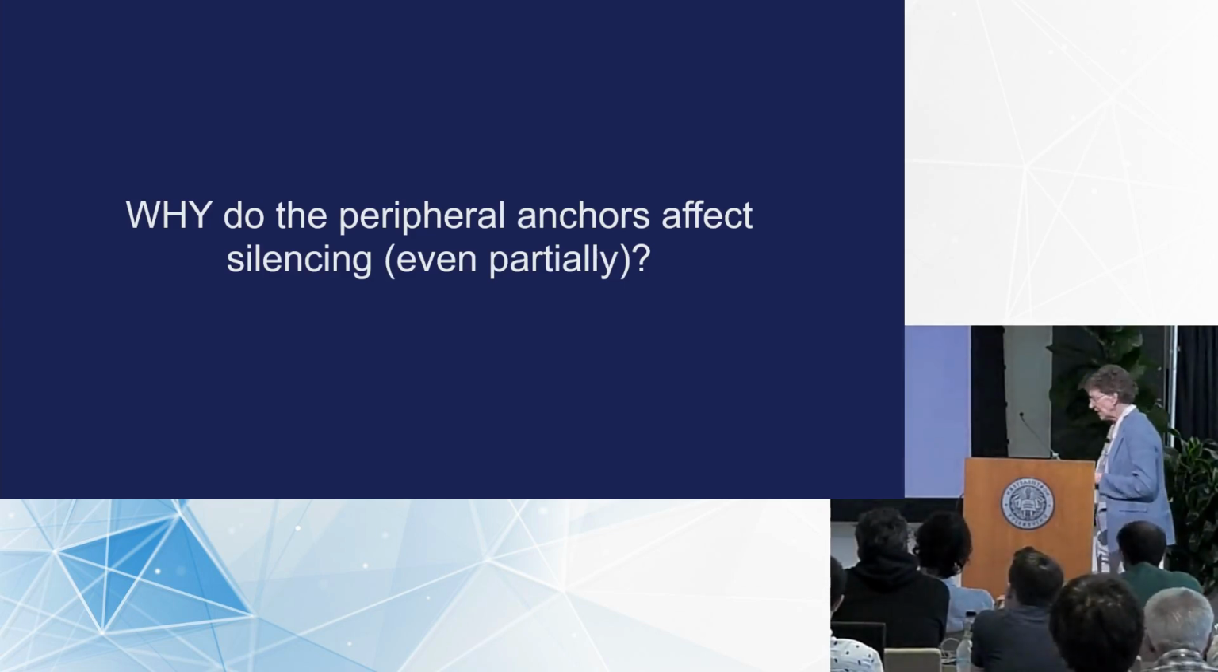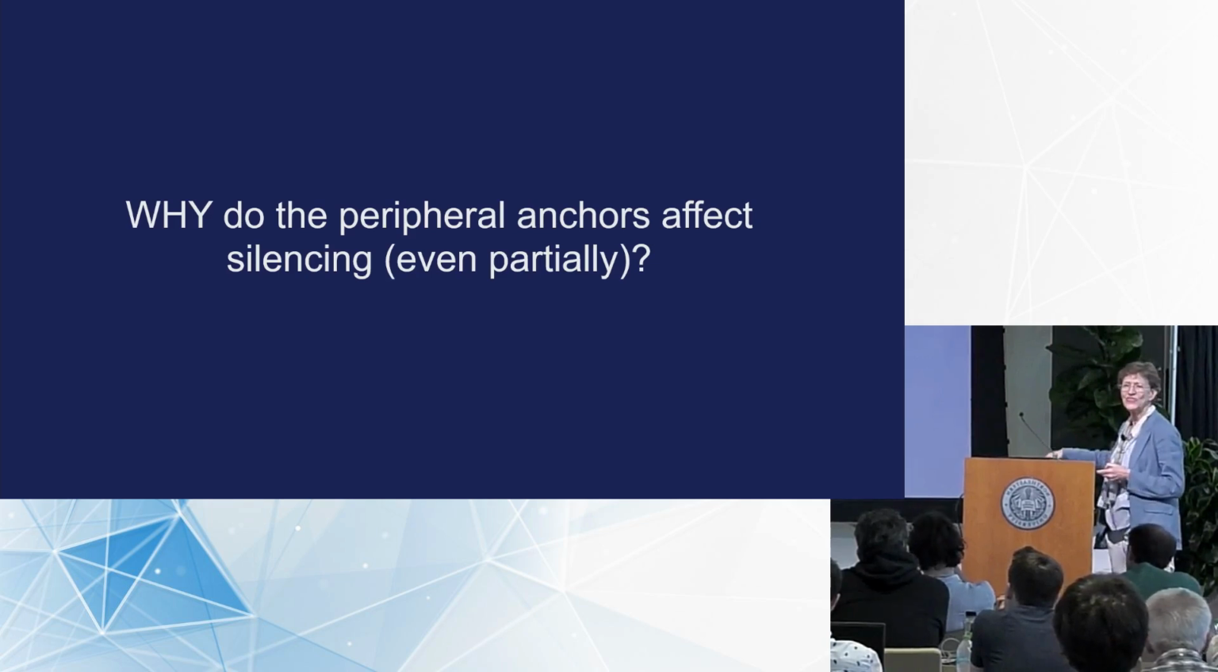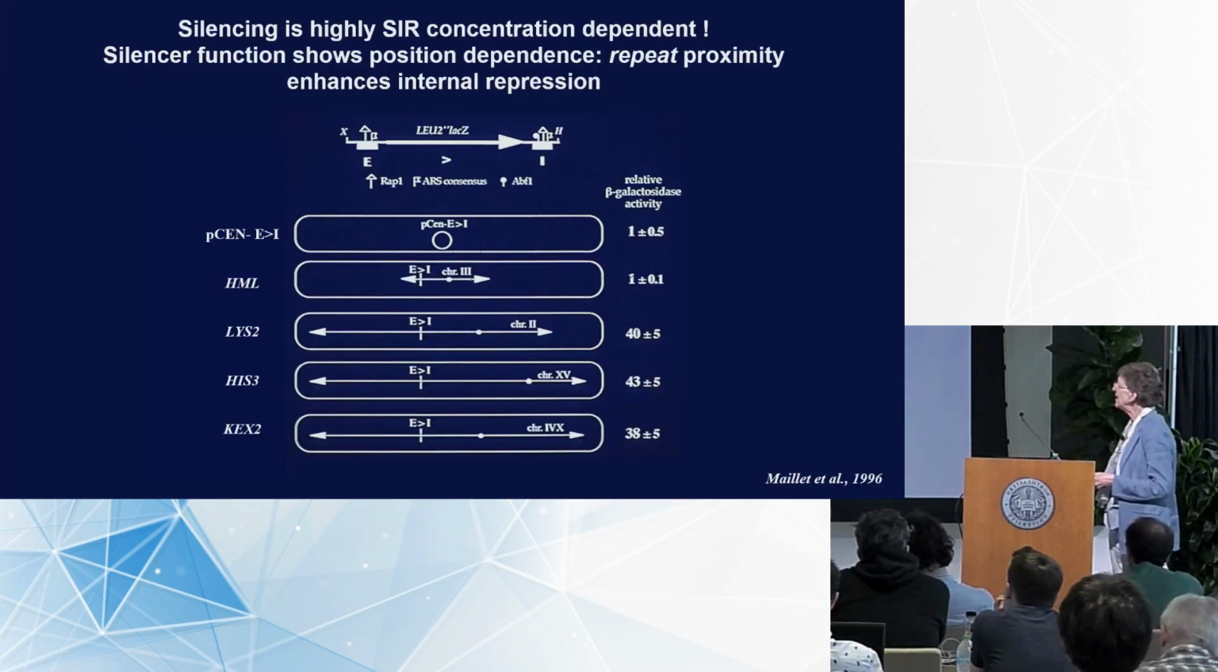So the last bit on this section: telomeres go to the periphery, and subtelomeric regions accumulate SIRs. The whole question is, why does this happen? Why do we see that knocking out the anchors affects silencing even partially? And now I'm going to take you back even further to the mid-90s.